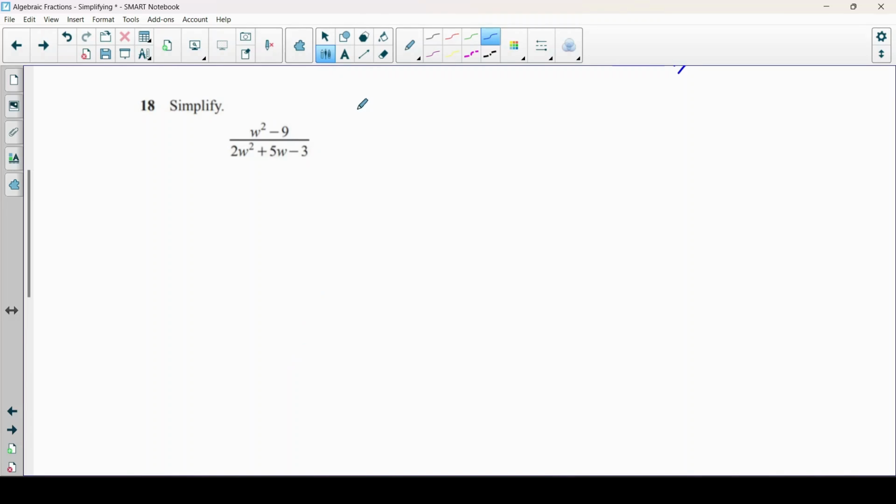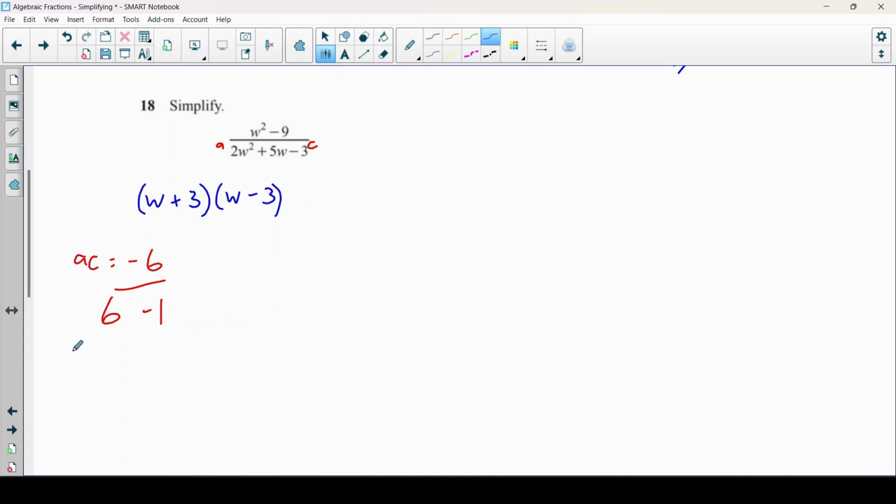So the numerator this time is going to be the difference of two squares, so on the top just w plus 3, w minus 3. The bottom we're going to need to use the AC method for, so 2 times minus 3 is minus 6, so we're looking for two numbers that multiply to minus 6 and add to give 5. Careful, the two numbers are not 2 and 3, they are 6 and minus 1. 6 times minus 1 is minus 6, 6 add minus 1 is 5. That's one that often people make a mistake with.